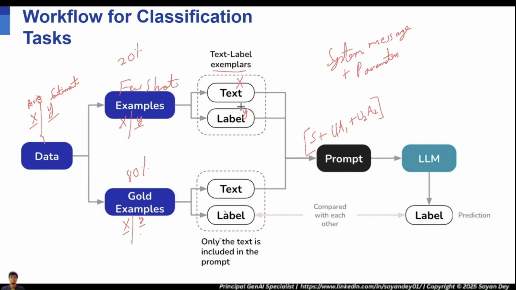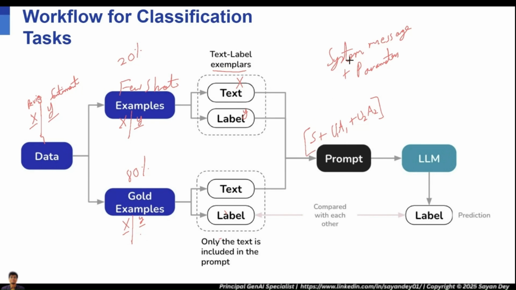You can also choose how many examples you should have. Should you have 2 examples, 3 examples, 5 examples? You can decide how many text-label exemplars you want to have. So even that is a hyperparameter. You can decide how many examples you want to have effectively.